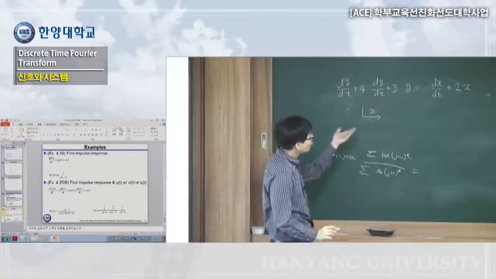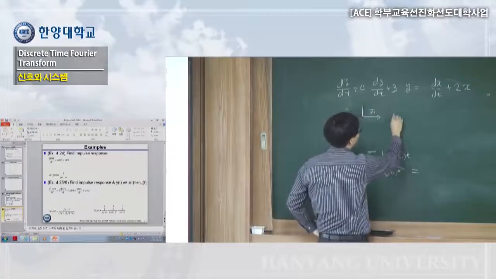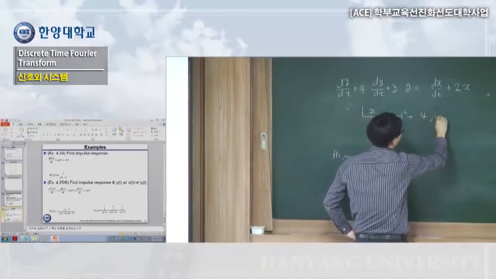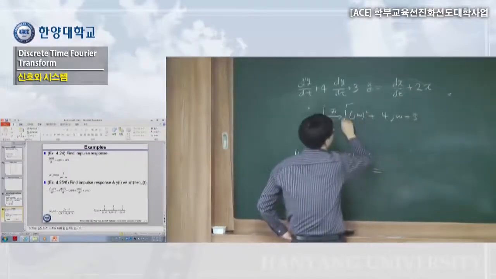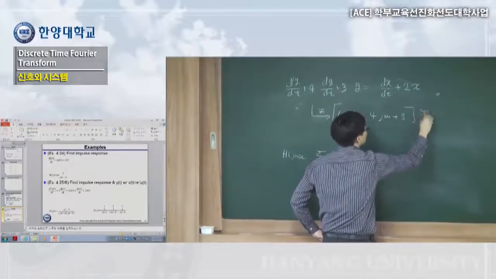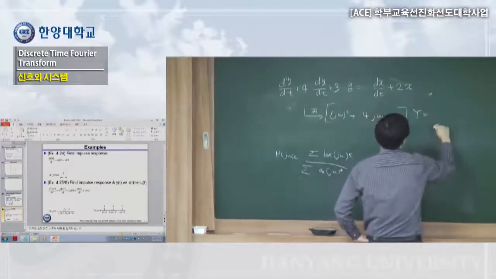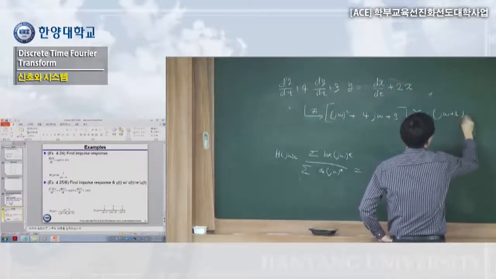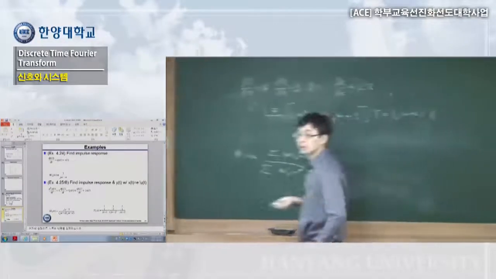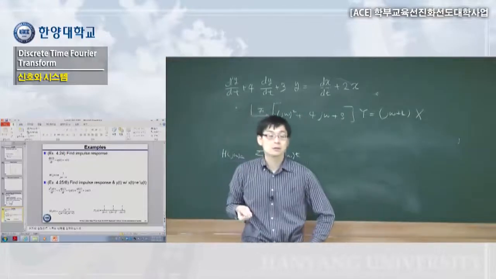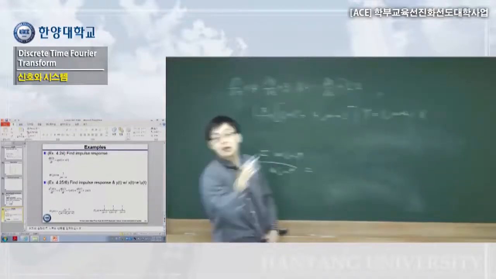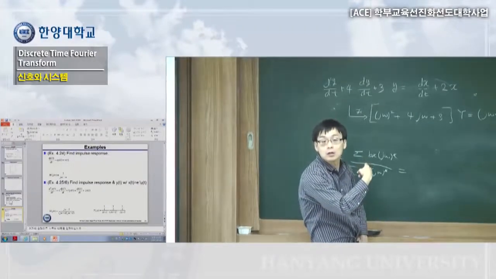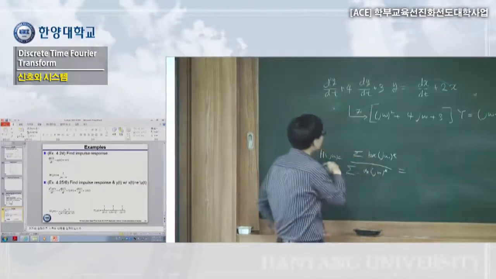If you do the Fourier transform here, there will be (j omega)^2 plus 4 j omega plus 3, times Y. And on the right side, it will be (j omega plus 2) times X. Right? Are you following? Do you need more explanation? Yeah. So let me repeat one more time.